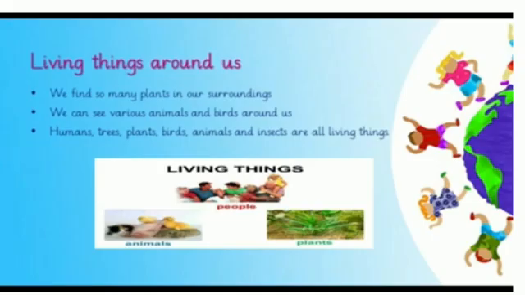Living things around us. We find so many living things in our surroundings. We can see various animals and birds around us. Human, tree, plant, birds, animal and insects are all living things. These diagrams show the living things like people, plants, animals. Take a walk around your neighborhood. What living things can you spot? Living things can be found all around us, from the top of the tree to the bottom of the pond. There are many places that we call home.